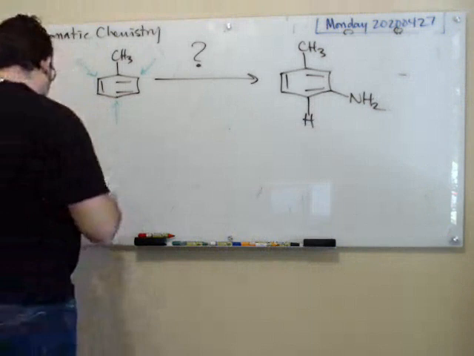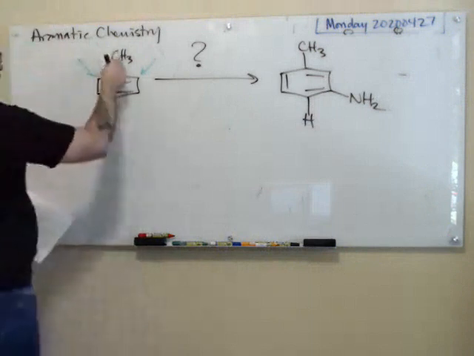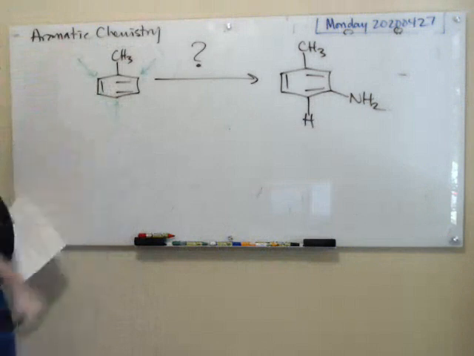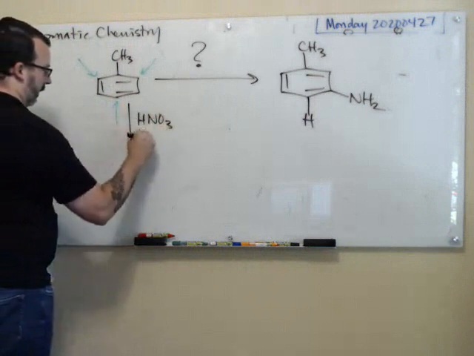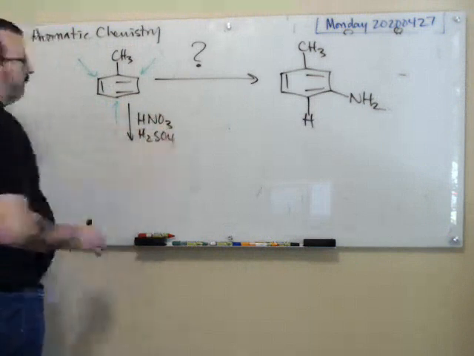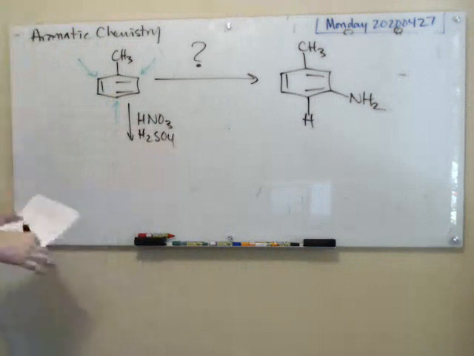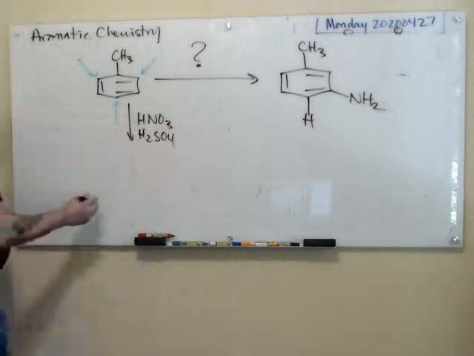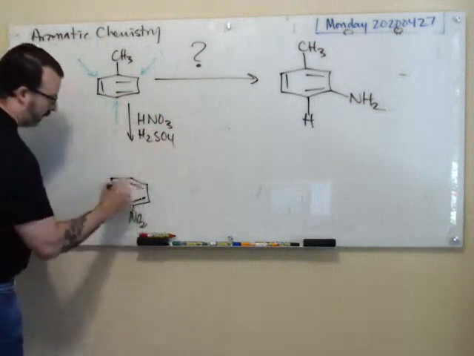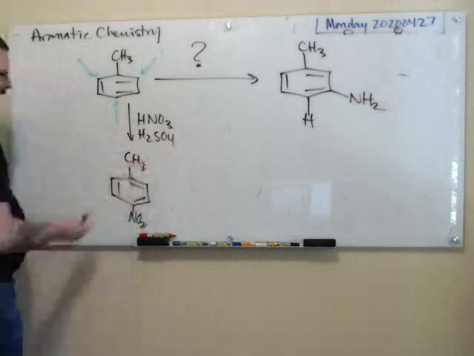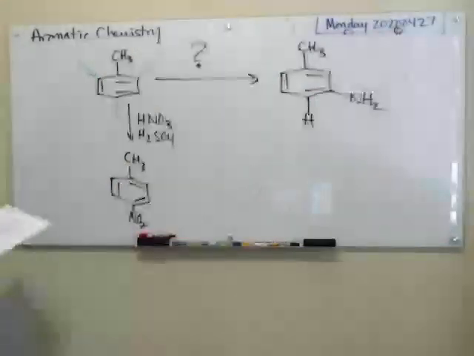So if we know that this reactivity is ortho-para, we have to take advantage of that. The first thing we can do is a nitration. And again, this is a strategy. I don't expect you to come up with this on the first go. You have to do a lot of these to really understand it. So NO2. We get the para product over the ortho.